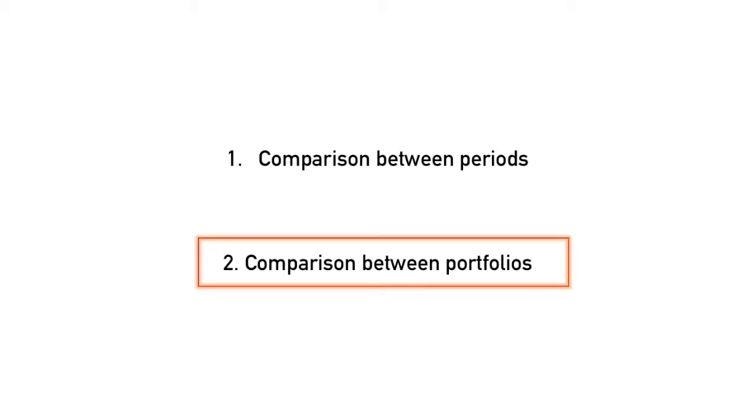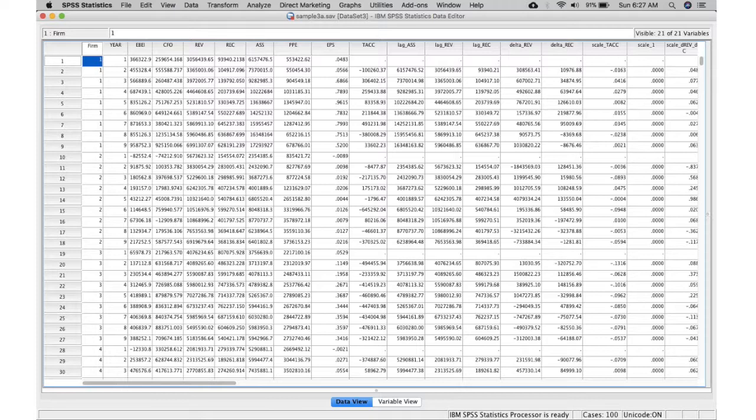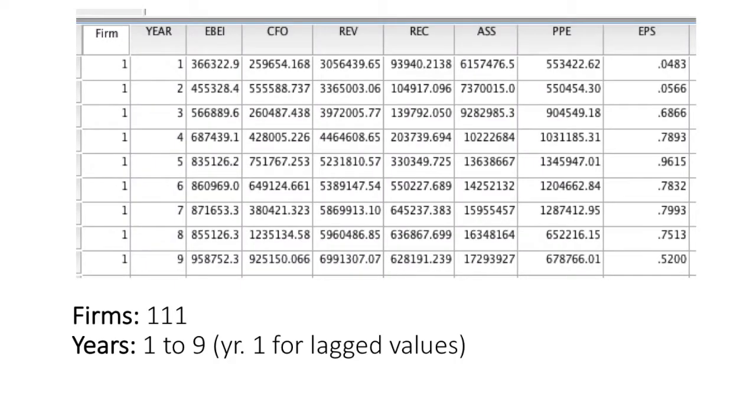Another option is to compare standard deviation by groups or portfolios, and this is what we are demonstrating in this video. In this example, we have 111 firms with 9 years of data, and year 1 is for the lag data. Just like in the previous videos, we have net income, but this time it is represented by the earnings before extraordinary items. We also have cash flow from operations, gross revenues, receivables, assets, and property, plant, and equipment. Notice also that we have an additional variable called EPS, or earnings per share.